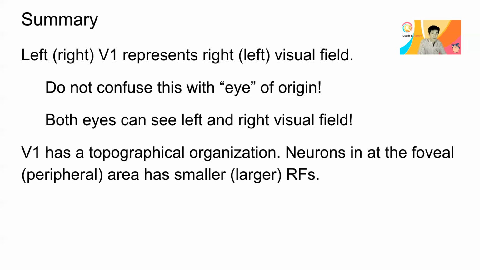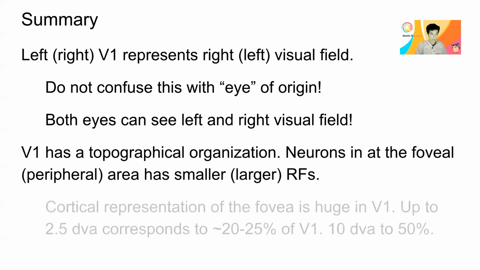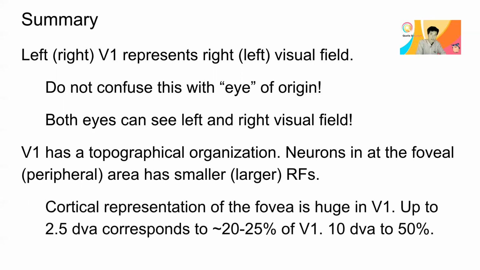Neurons at the foveal areas have a smaller receptive field. That's still correct. Okay, although the number of neurons gets reduced as you go into the periphery, still each of the neurons' receptive field becomes bigger. Okay. So this is called cortical magnification. Cortical representation of the fovea is huge in V1. Up to 2.5 degree visual angle corresponds to 20 to 25% of V1. 10 degree visual angle occupies up to 50%.